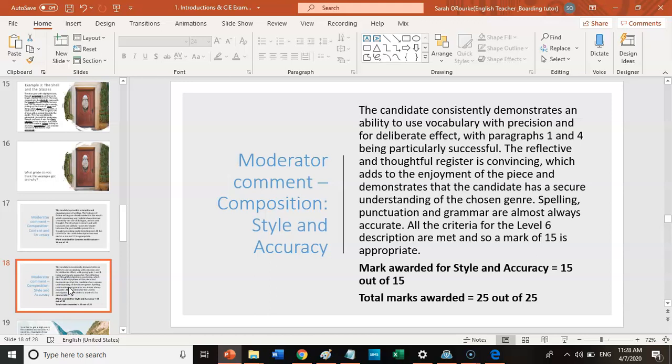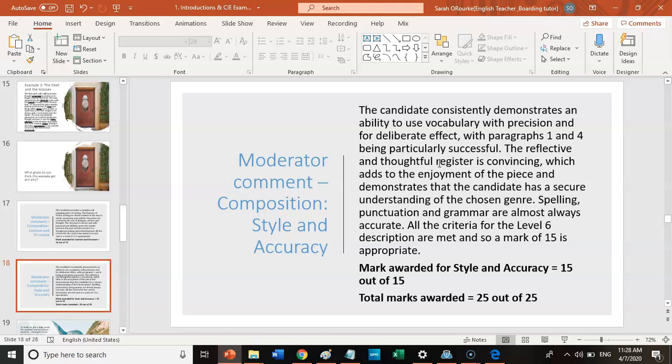So then it also says that the reflective and thoughtful register is convincing, which adds to the enjoyment of the piece and demonstrates that the candidate has a secure understanding of the chosen genre. So the overall tone of the piece is very convincing. Spelling, punctuation and grammar are almost always accurate. So it gets 15 out of 15.